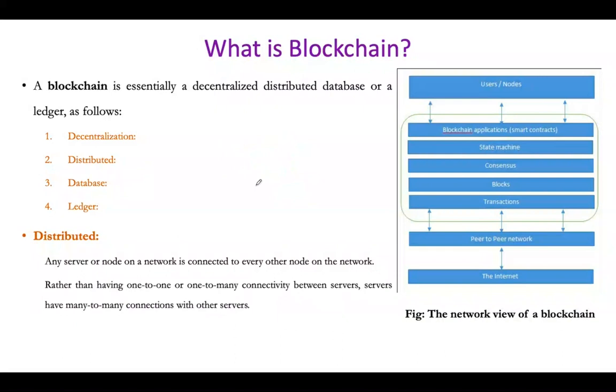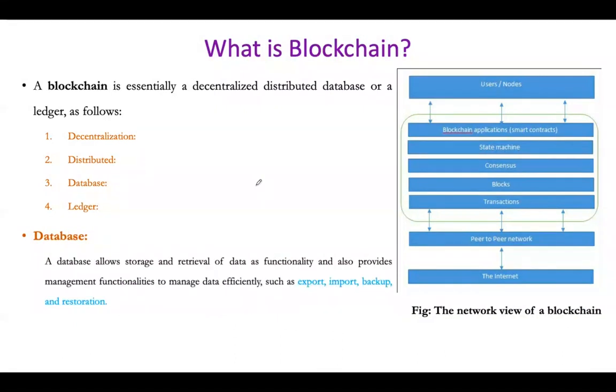And the next one is the database. The database refers to the location for storing durable data that can be accessed at any point in time. A database allows storage and retrieval of data as functionality and also provides management functionalities to manage data efficiently, such as export data, import data, backup data, and restorations. So these are the various functionalities, and the next one is ledger.